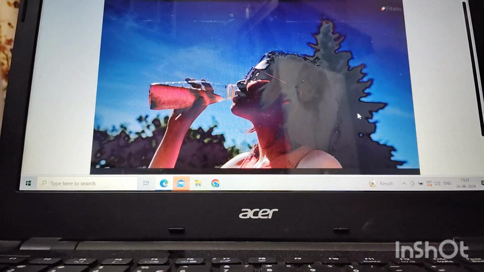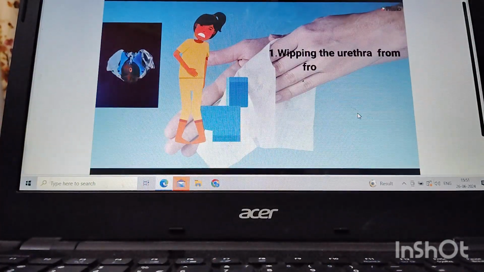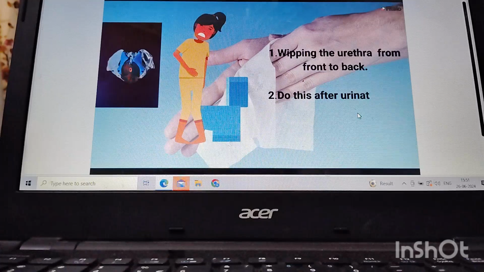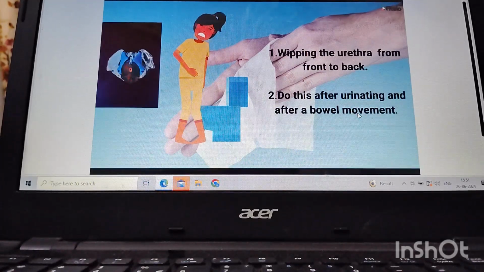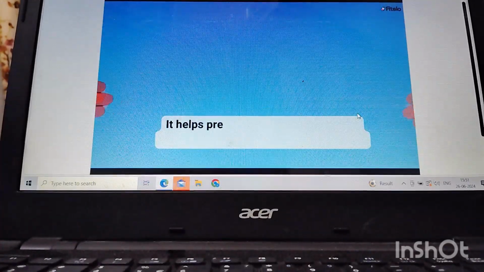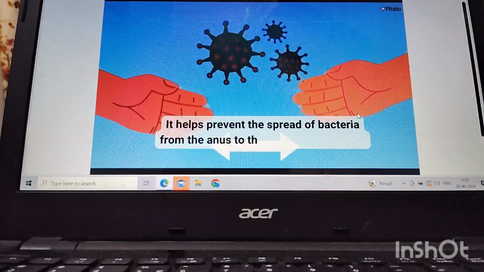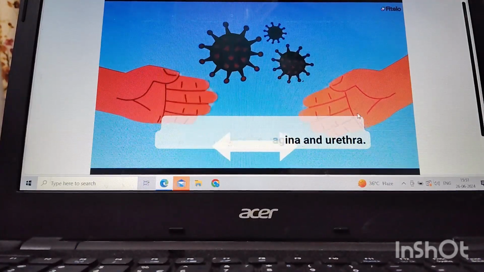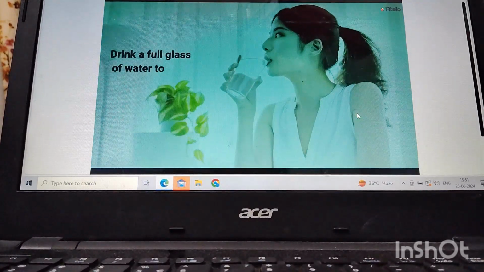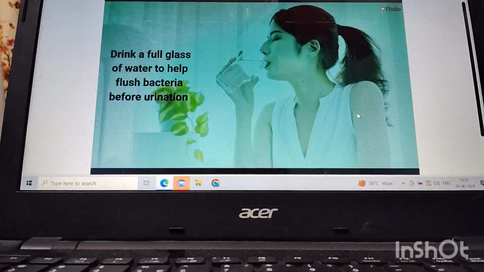The next prevention which a dietitian can explain is wiping the urethra from front to back. Do this after urinating and after a bowel movement. It helps prevent the spread of bacteria from the anus to the vagina and urethra. Also, drink a full glass of water to help flush bacteria.